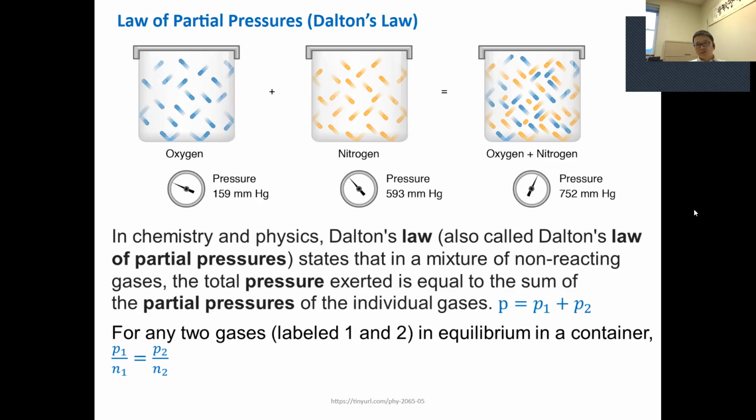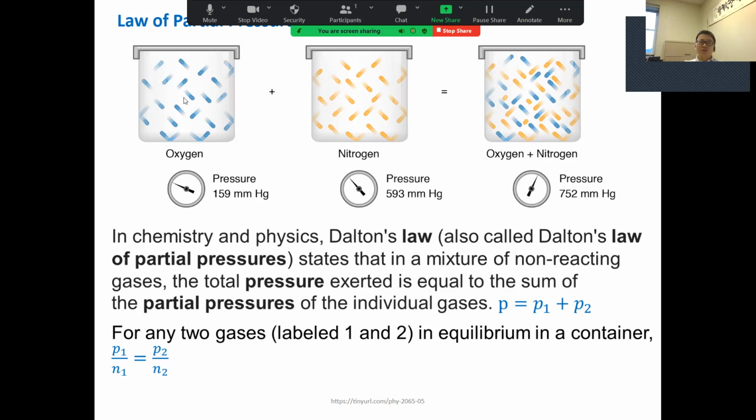So then the overall pressure is actually due to the pressure of each gas. Again, you have oxygen hitting on the wall here. You also have nitrogen hitting on the wall here. Each type of molecule will exert a pressure on the container's wall, but the overall pressure inside the container will be the pressure by the oxygen molecules plus the pressure by the nitrogen molecules. So this is called Dalton's law, or Dalton's law of partial pressure.